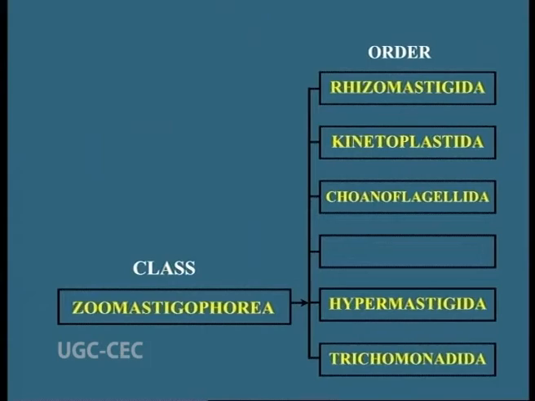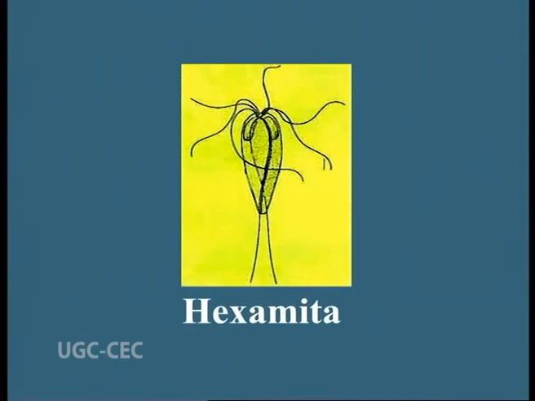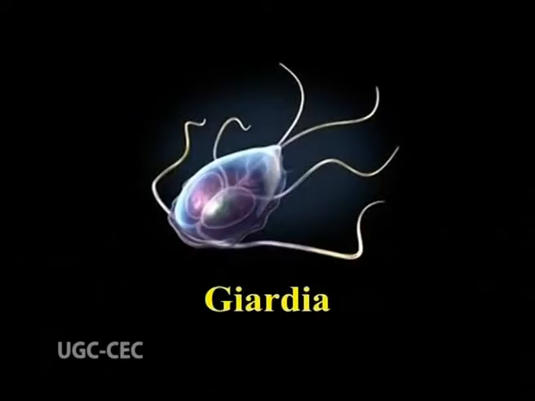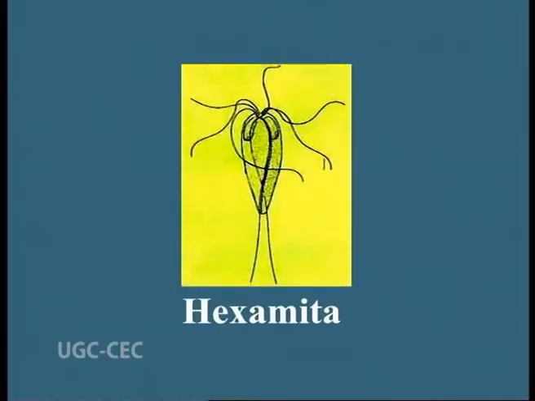Order Diplomonadida. Examples are Giardia and Hexamita. They are binucleate flagellates having bilateral symmetry. Flagella 2 to 8. They are mostly intestinal parasites.